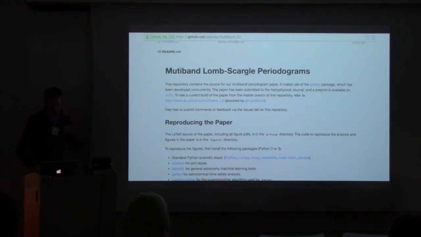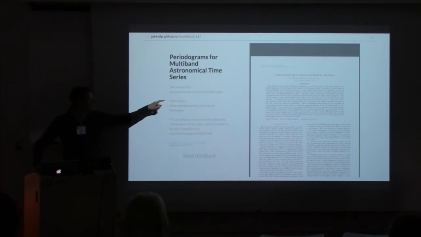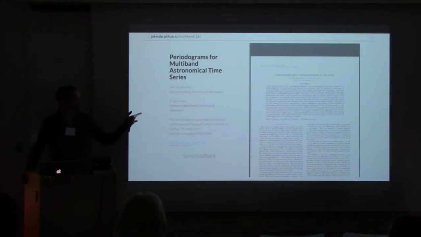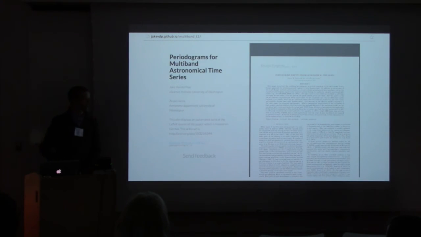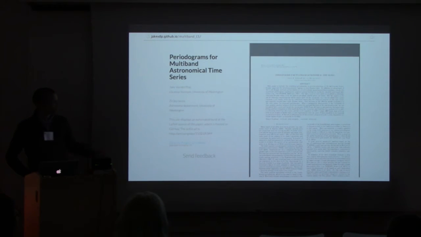But the very cool thing is, if you click right here, this is a website that has the current PDF build of the paper. And this website is actually, every time I commit to the repository, it spins up a Travis CI job that builds the website, builds the paper, and commits it here. And if you want to know how to do that, there's this thing called GH Publisher that Phil Marshall worked on. And that's what it's all based on.